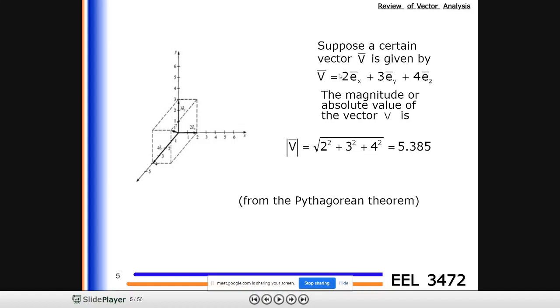Now how do you find the unit vector in this direction? V vector. So 2 divided by 5.385 a_x cap plus 3 divided by 5.385 a_y cap plus 4 divided by 5.385 a_z cap. Whatever you get, that is the unit vector. It will be in the direction of v vector. So we have two: one is the magnitude and the other one is the unit vector that gives the direction of this given vector. Fine.